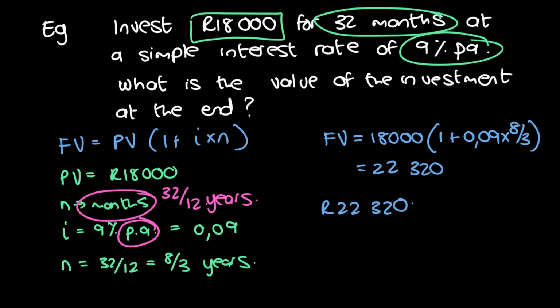And how much do you actually earn overall? What was the interest that you earned? Well, you say 22,320 minus the 18,000. So the total interest for that period was 4,320. So that's essentially what you made.